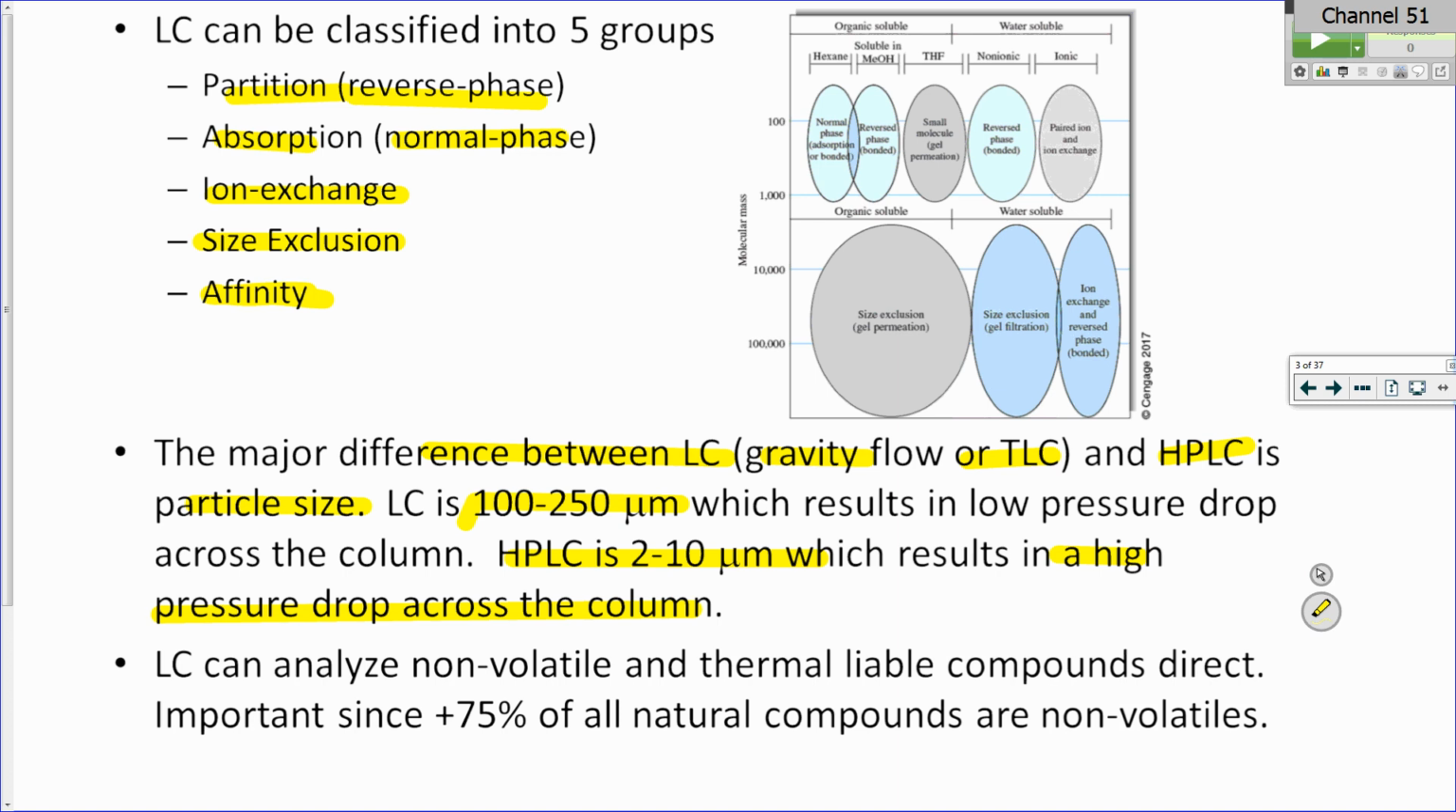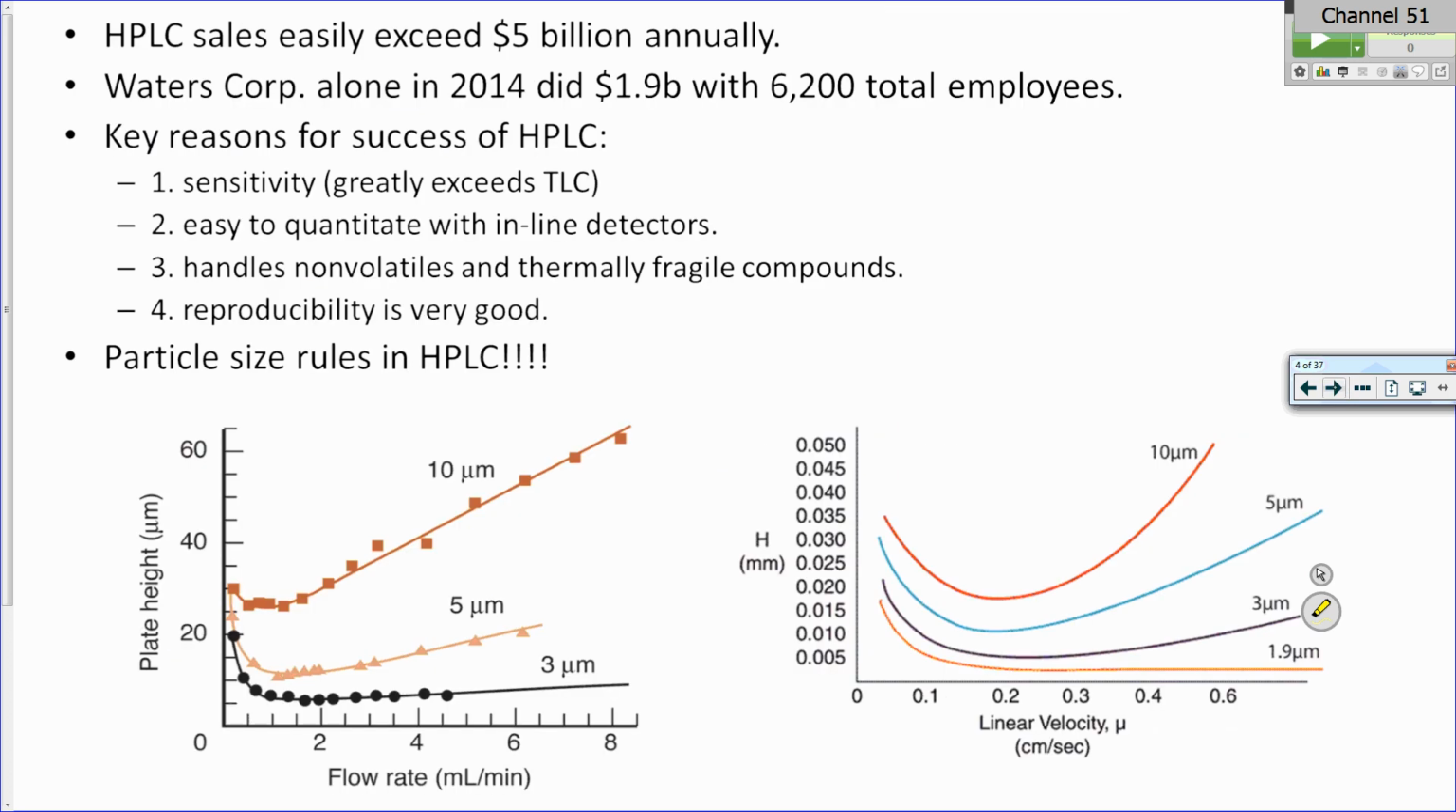The big reason why is down here at the bottom. LC can analyze non-volatile, thermally labile compounds. And the reason that's so critically important is that 75% of the things in nature fall in that category. So of all the compounds that we know, 75% of them are non-volatiles. So we need a way to analyze those. GC is not the answer for everything.